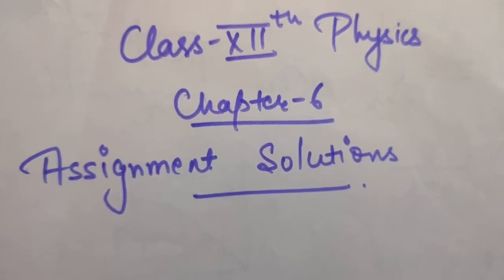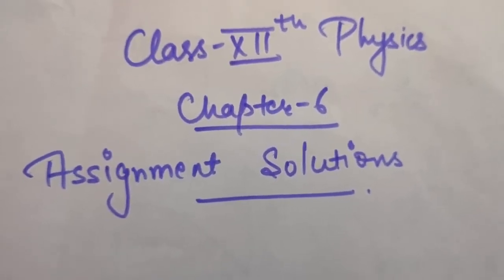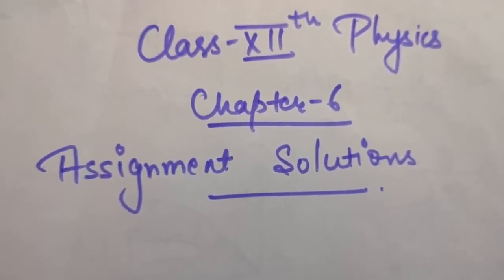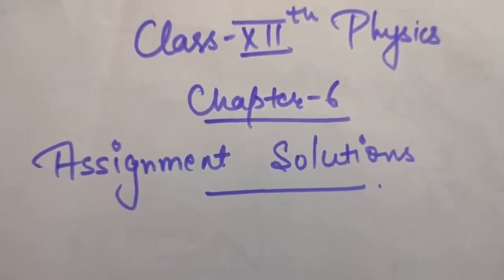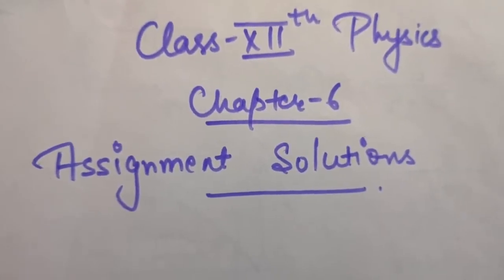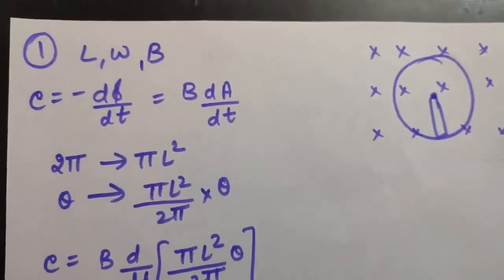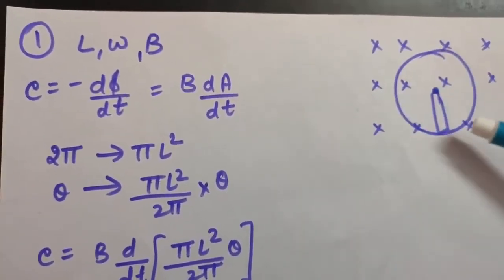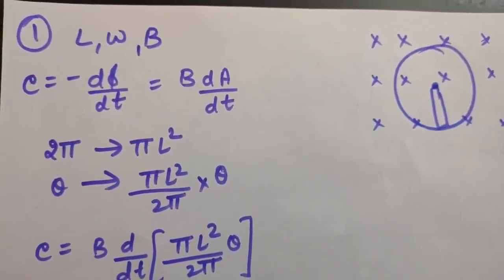Good morning, students. So, this is Physics, Class 12th, Chapter number 6. And in this lecture, I'll be discussing the assignment solutions of the chapter that was given to you in the last lecture. Okay, so in the first question, it is given that there is a magnetic field and a coil is present there. Okay, so I am reading the question first.